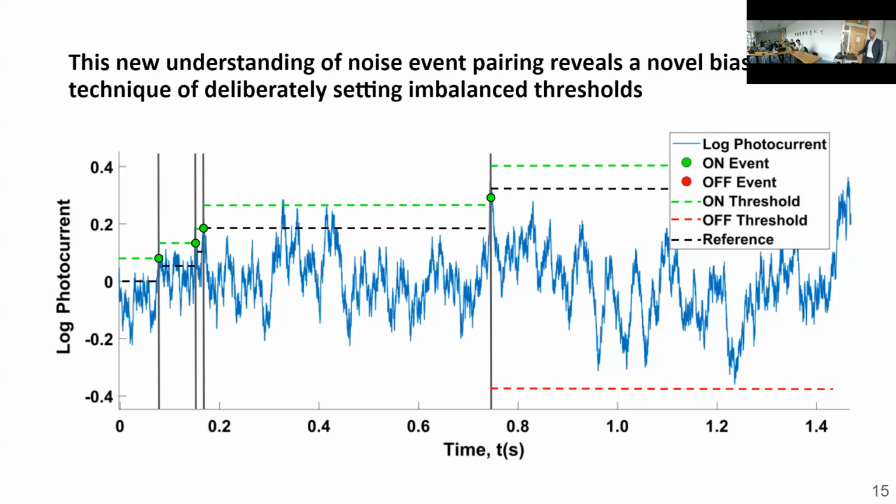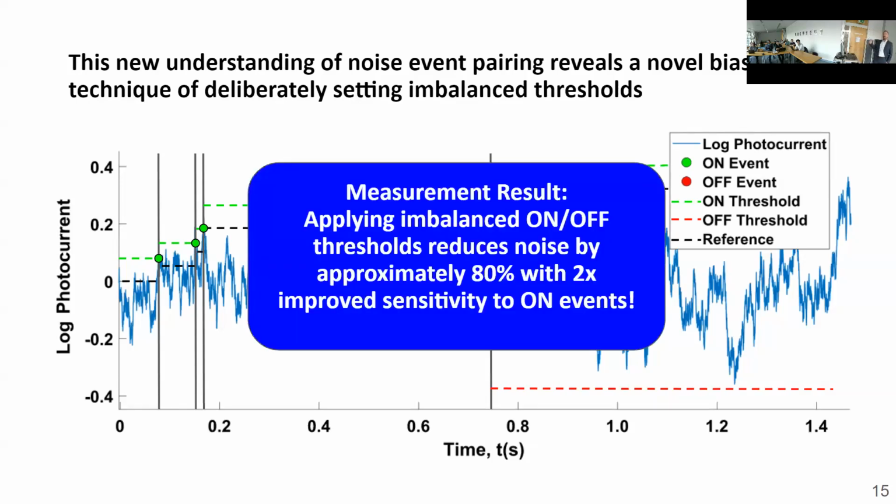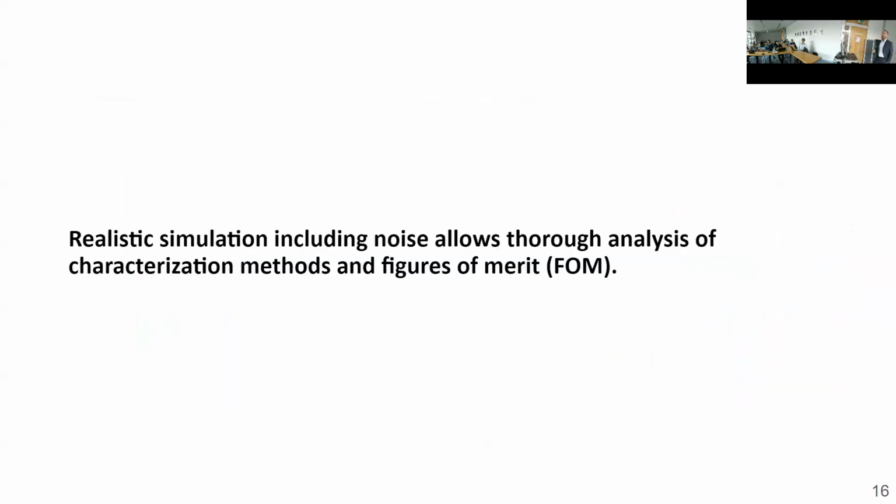And when we actually applied this to the pixel, what I found was by applying a very imbalanced on and off threshold, I can reduce noise by 80% and achieve a factor of 2x increase in sensitivity to on events, which is very useful for space applications. What this also allowed us to do was we looked at this and we said, well, maybe we can do a more realistic simulation of noise simply by adding Gaussian white noise to an event generation model. So we did this and we were able to apply this new noise model to assess various methods and figures of merit for event camera characterization.